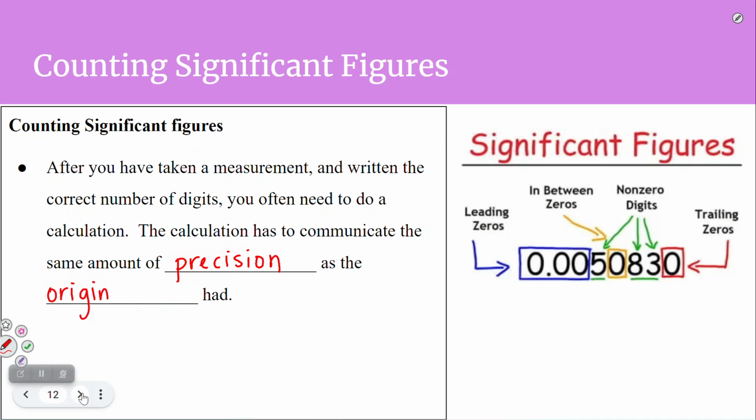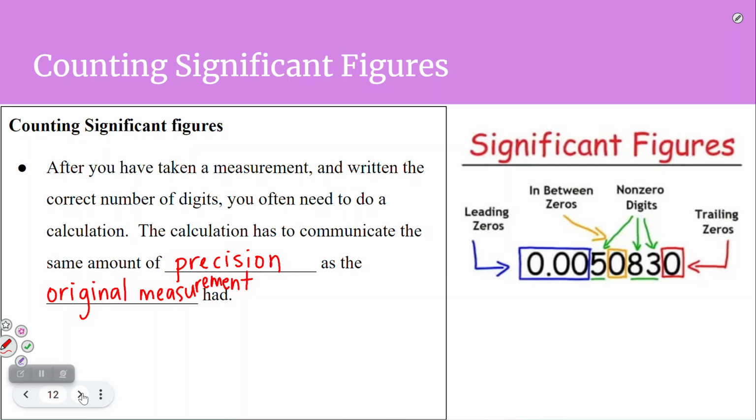We cannot, okay, can't write and talk sometimes. Okay, we can't, what was I about to say? I lost my train of thought. Oh, we can't, you can't have a measurement that is more or less precise than the measurements that it came from.